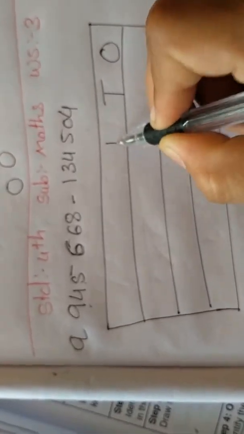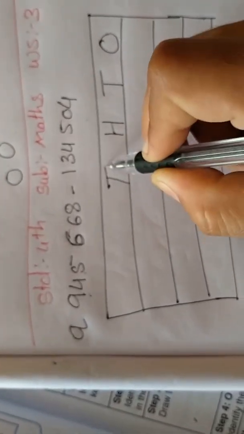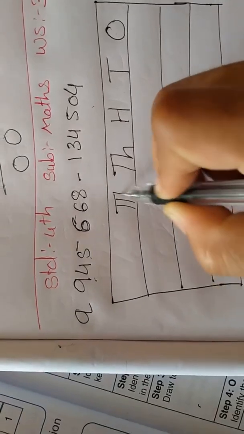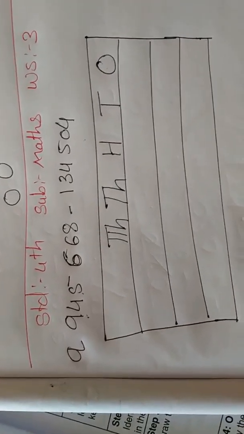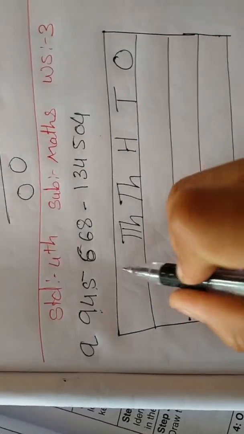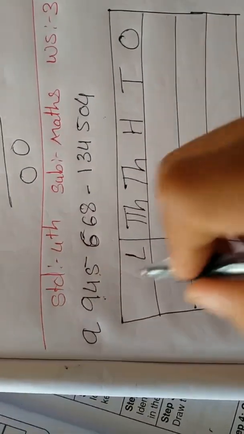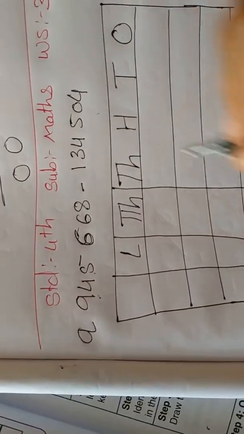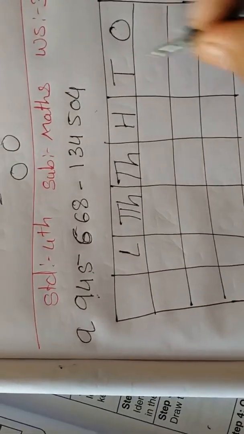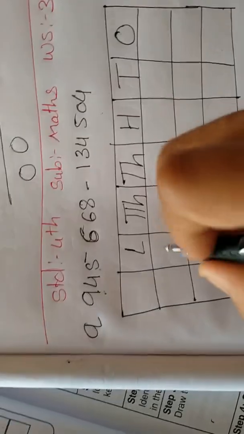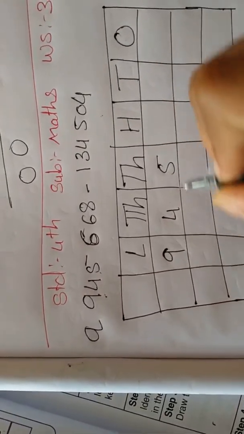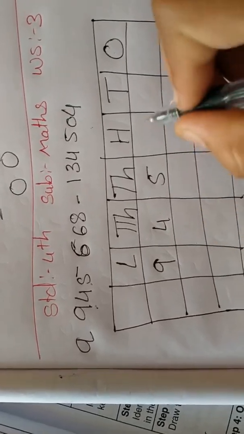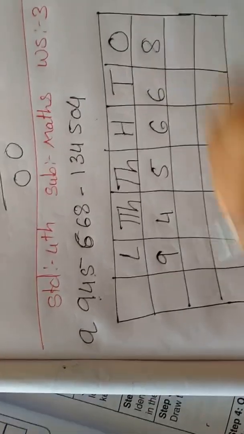We have to write here ones, tens, hundreds, thousands, ten thousands and lakhs. Here we have to write 9 lakhs, 45,668 minus 1,34,504.